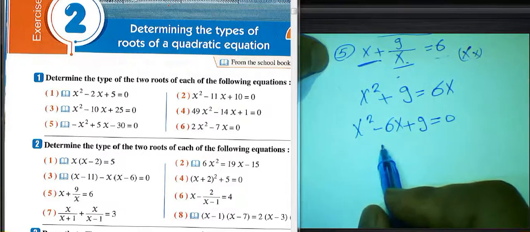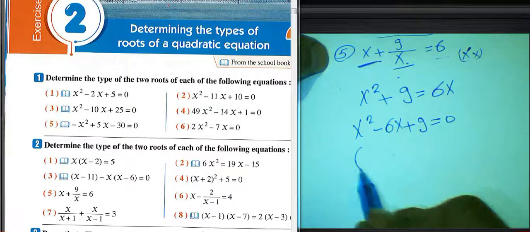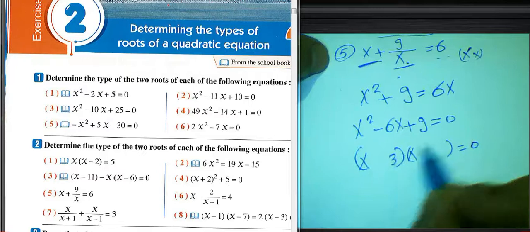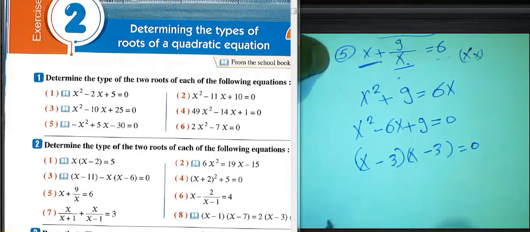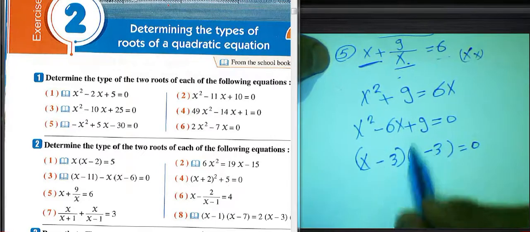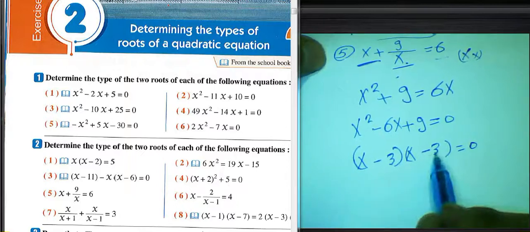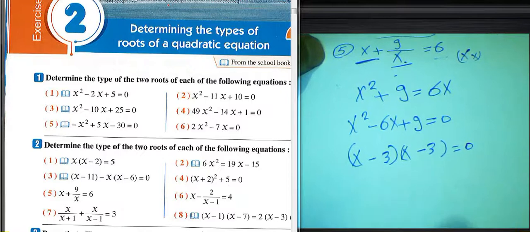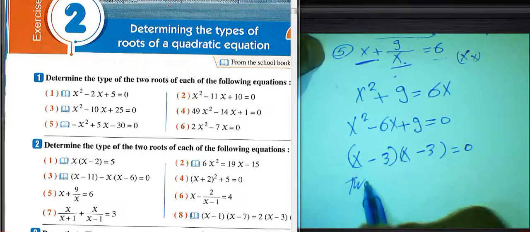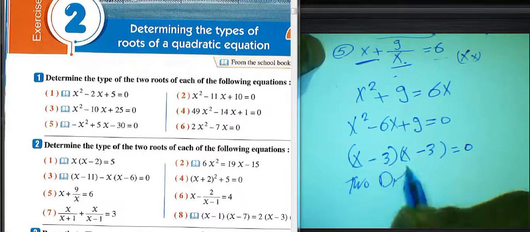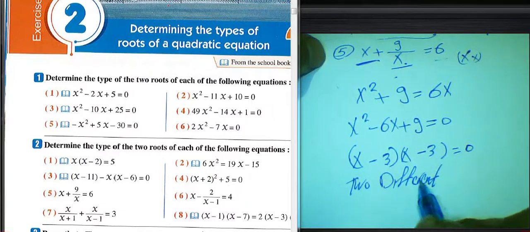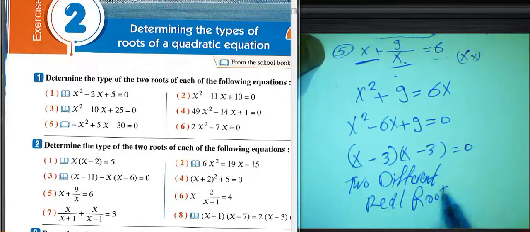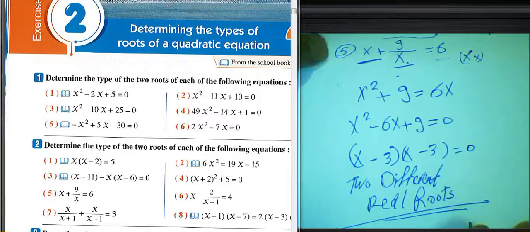Who can solve it? We can simplify it by factoring. x and 3, negative and negative, because negative 3 times negative 3 equals positive 9, and negative 3 plus negative 3 equals negative 6. So we have two real roots. It's okay, it's very easy.